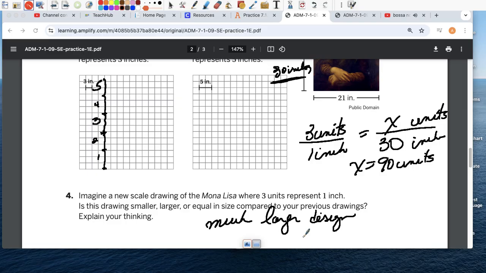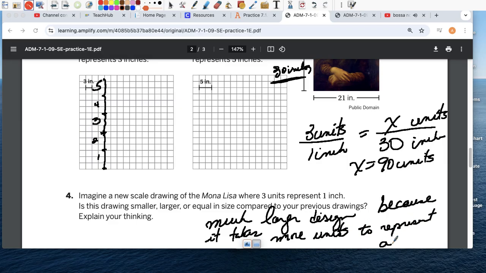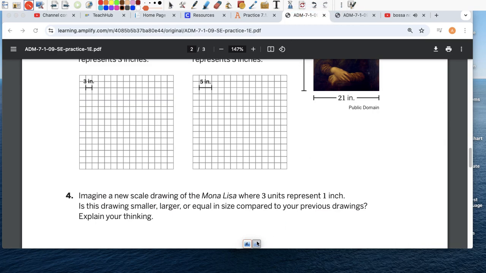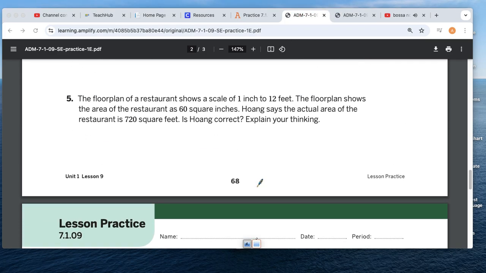All right. Because it takes more units to represent a single inch. A single inch. Okay. Yeah, we're not going to draw that out.